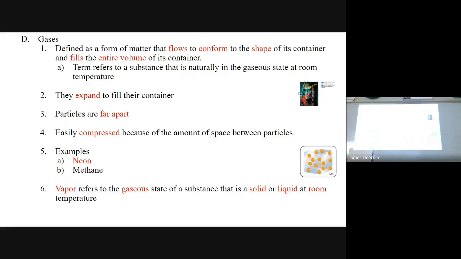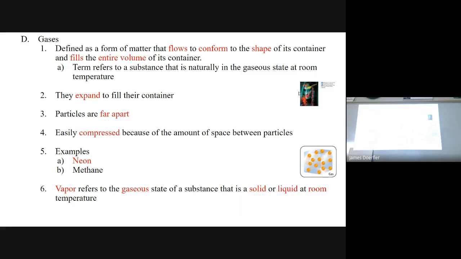Last, we get to gases. It's a form of matter that flows to conform to the shape of its container and fills the entire volume of its container. So gases are the only one that will expand to fill whatever container they are placed in. The particles of gases are relatively far apart. That's what allows them to be easily compressed because of that space. Neon and methane are examples of gas.